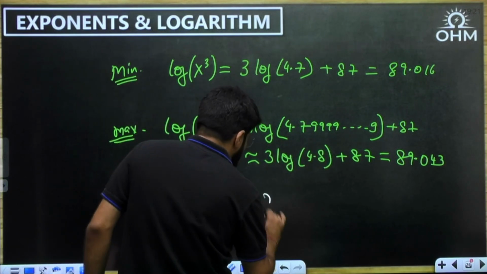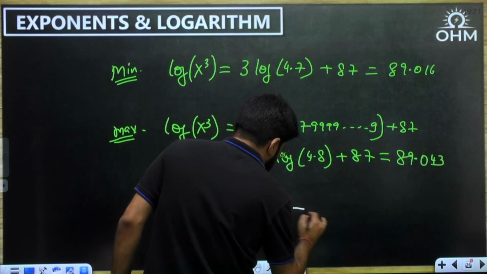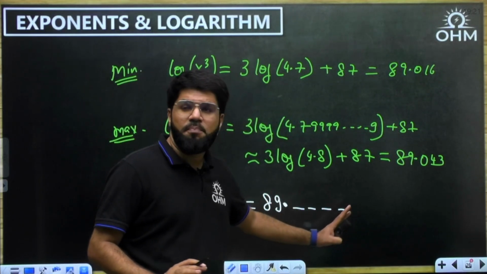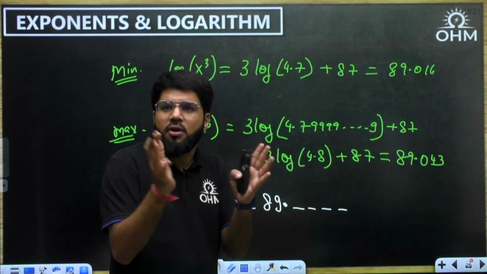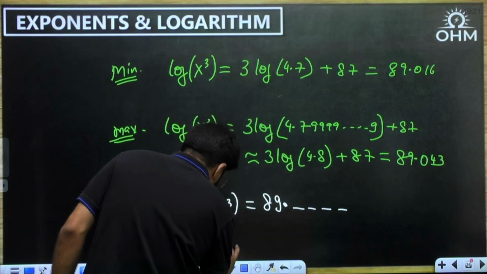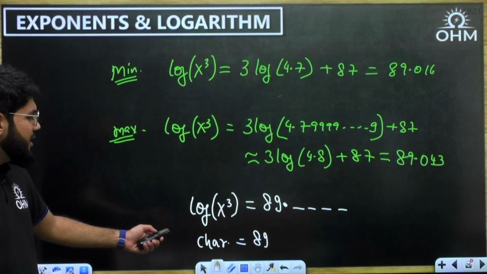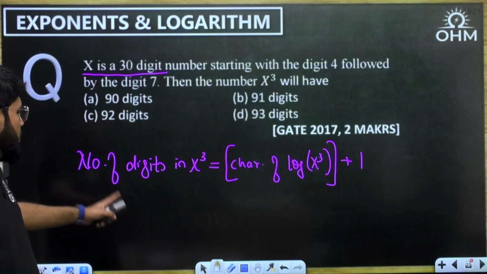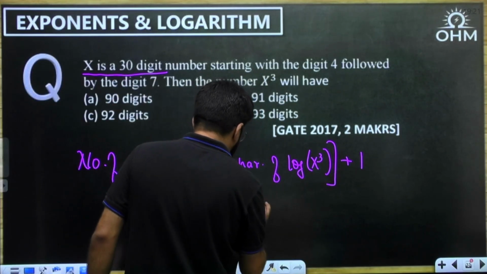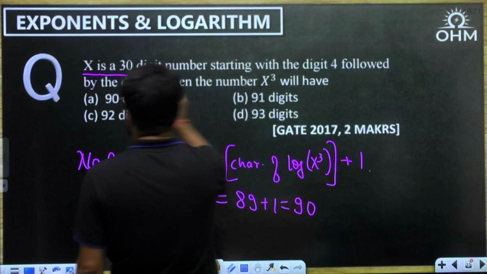So log of x cube is 89 point something. That is clear. That fractional part gives you the mantissa, but for the number of integral digits we only want the characteristic, and hence we have got the characteristic. What is the integral part? 89. And as I told you, the number of digits in x cube is the characteristic of log x cube plus 1, which we got as 89 plus 1. Answer: 90 digits, option A.